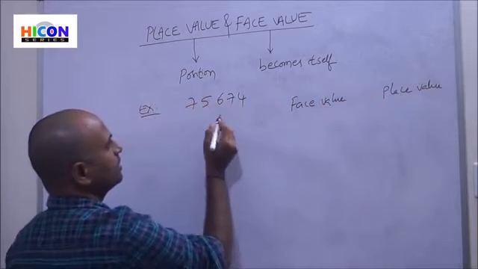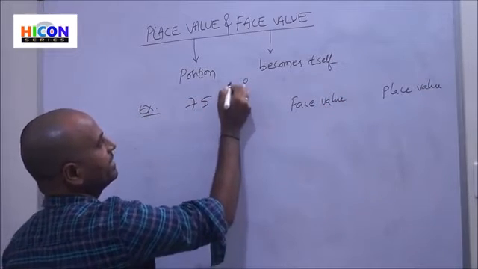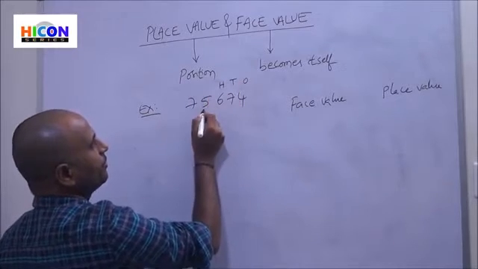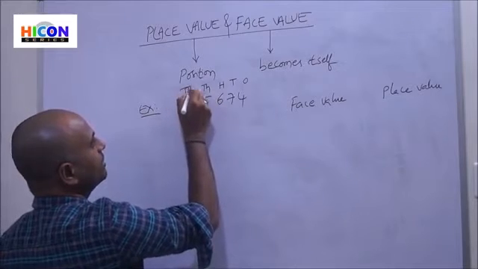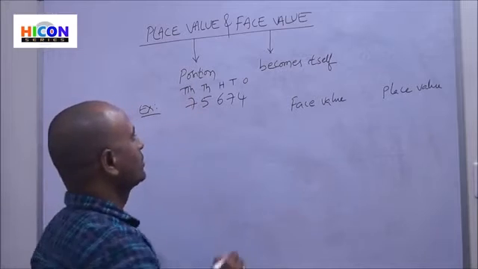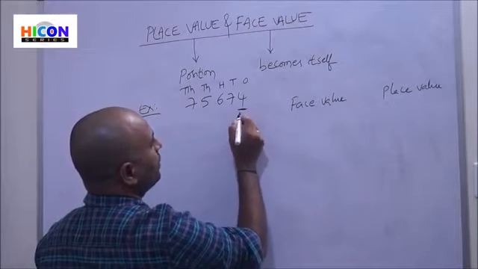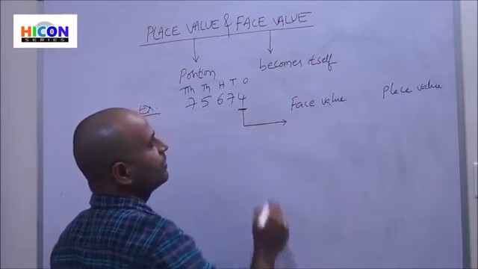So first, the 4 is in ones place, and 7 is in tens place, 6 is in hundreds place, 5 is in thousands place, 7 is in 10,000s place. So this is the place value chart. So now what is the face value of the digit 4?